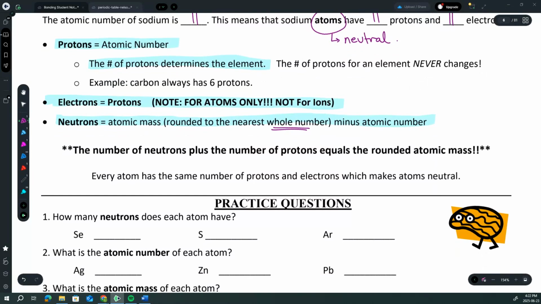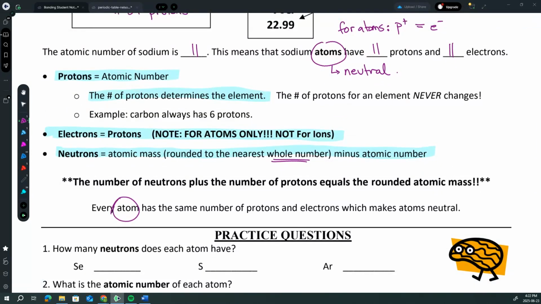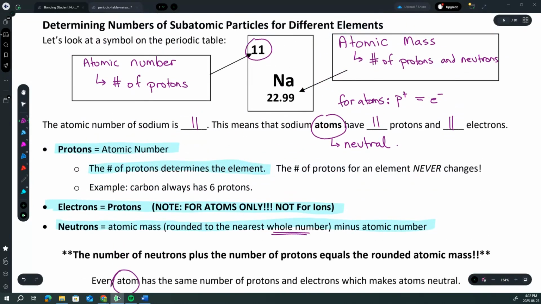Another way to say this is that the number of neutrons plus the number of protons is going to be equal to the rounded value of the atomic mass. Every atom has the same number of protons and electrons. Specifically, we're talking about atoms, not ions. Because we have the same number of protons and electrons, it makes atoms neutral.